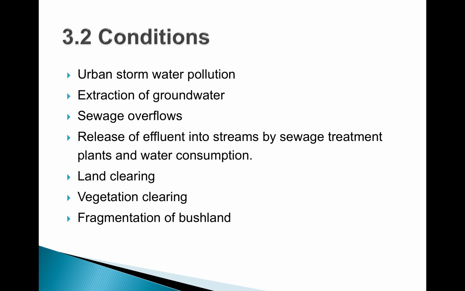Now let's move on to the conditions of the problem. There are several causes of land degradation that derive from urban development. First of all, the local natural water system can be affected by the following factors: the effects of urban stormwater pollution, the extraction of groundwater, sewage overflows, the release of effluent into streams by sewage treatment plants, and water consumption. All of the above human-related activities can result in poor water quality in the local ecosystem, which may correspondingly lead to land degradation.